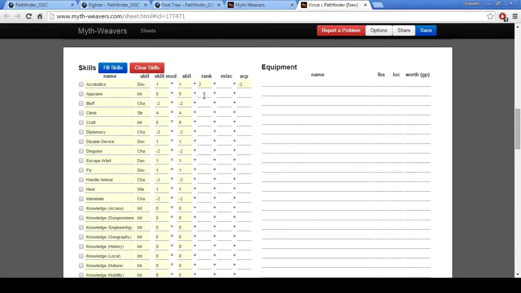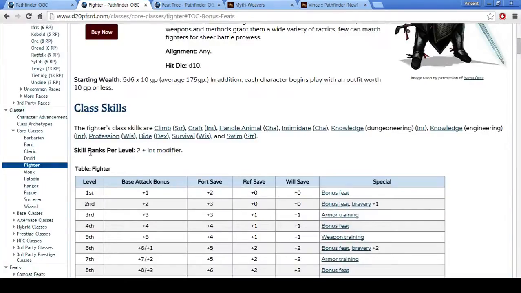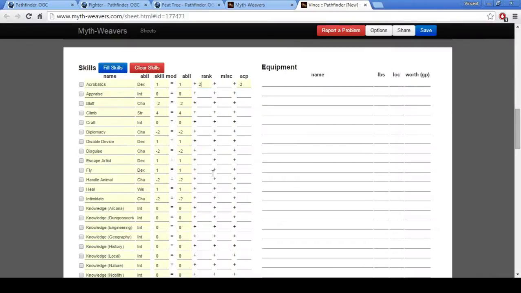In addition to that, those ranks you get are decided by your class. Your class tells you how many ranks you're going to get. Like this says skill ranks per level, 2 plus Intelligence modifier. So if my Intelligence modifier is 1, I would get 3 per level. And in addition to that, I'm a human, so I would get 4 per level, because they get a bonus to that. So let's say I have 4, so I could put 1 here, 1 there, 1 there, 1 there. So that's 4. That's my 4 skills. So that's nice.